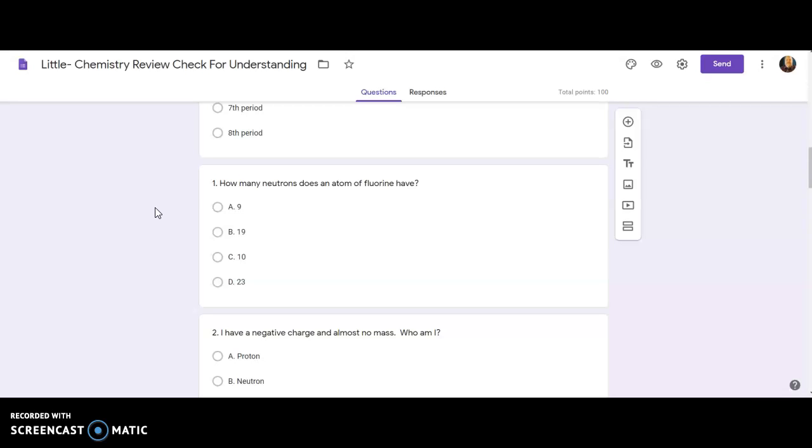How many neutrons does an atom of fluorine have? So reference your periodic table, find fluorine, and remember kids, use 8-man. 8-man is your friend. Does fluorine have 9 neutrons, 19 neutrons, 10 neutrons, or 23 neutrons?